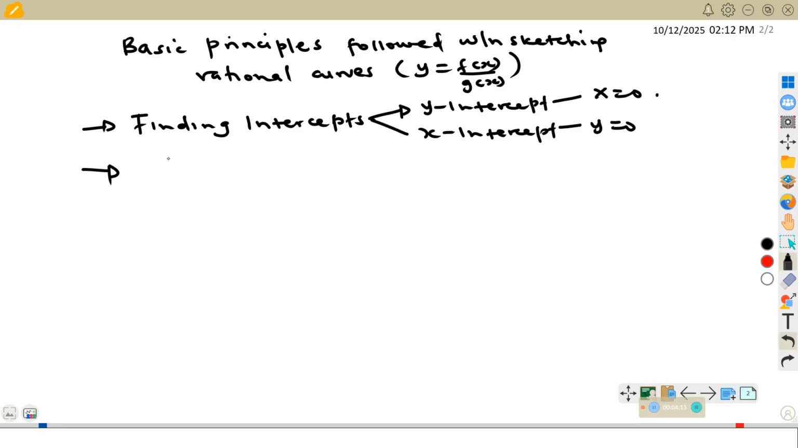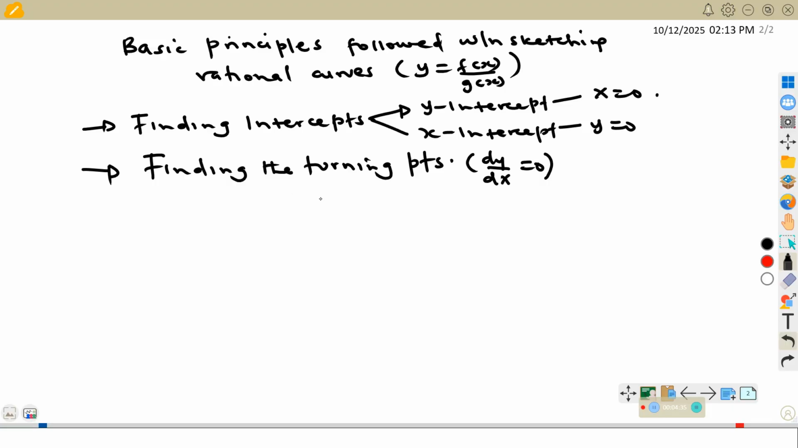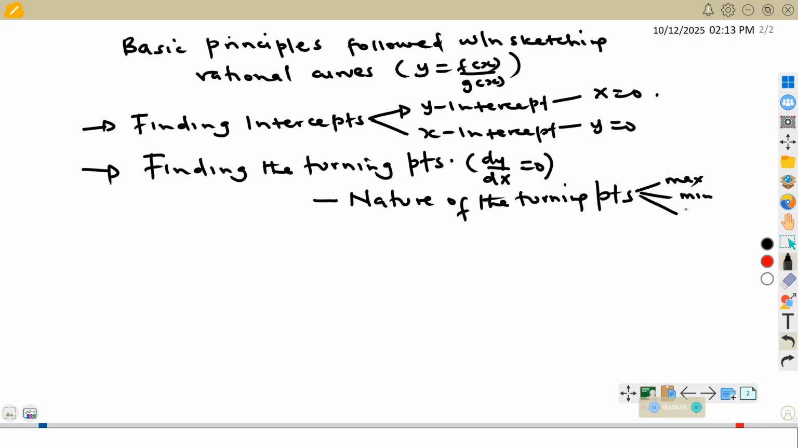So we shall look at finding the turning points. And finding the turning points, you will first of all get the turning points, and we know at the turning point dy/dx is equal to 0. And at the same time, after looking at the turning points, you need not to forget, you need to talk about the nature of the turning points. So the nature of the turning points: are the turning points maximum, are they minimum, or it is a point of inflection? So you need to look at all that.